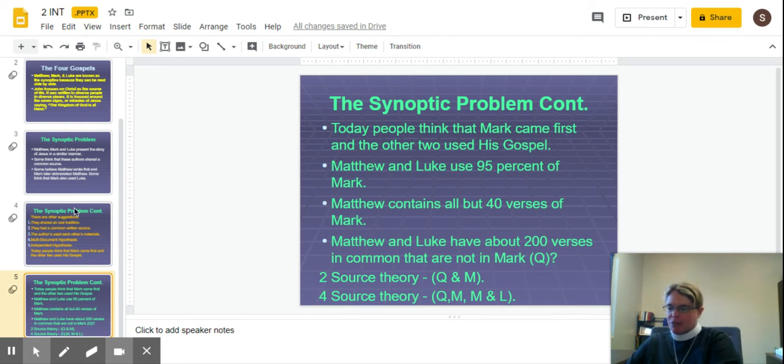Most people think that Mark came between 63 and 68 AD. Luke and Matthew came between 70 and 85. But then again, a lot of people think that all the gospels can be dated between 50 and 70. So it's not even worth putting on a slide because nobody agrees on these things anymore, or if they ever did. So this is the four source, or the synoptic problem.